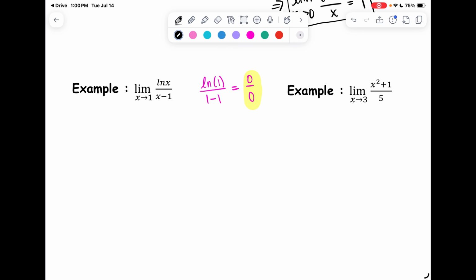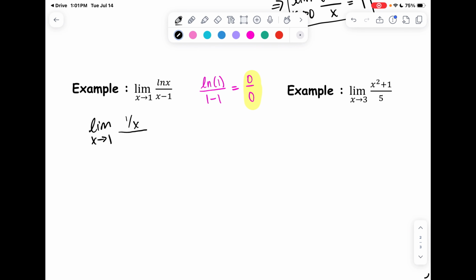So we can differentiate the numerator and the denominator separately and then use L'Hopital's rule to evaluate. So if we differentiate the numerator and the denominator, the derivative of the natural log of x is 1 over x.